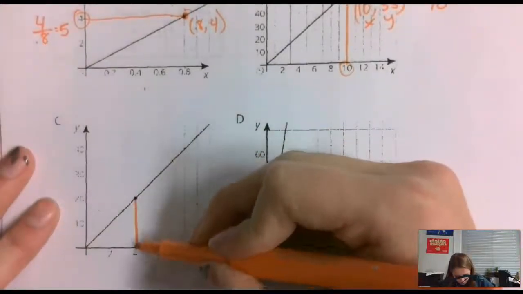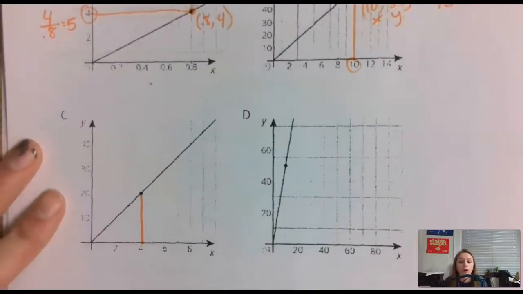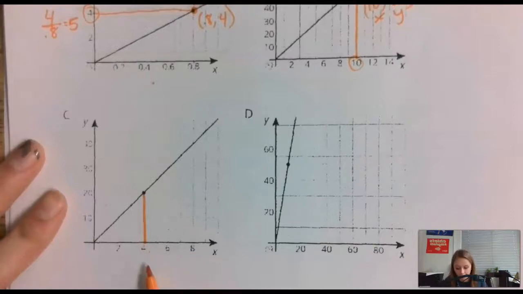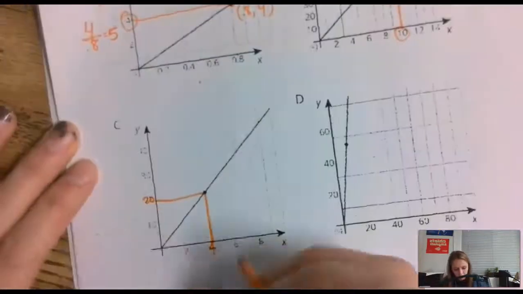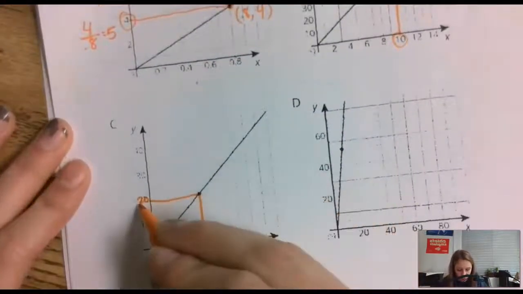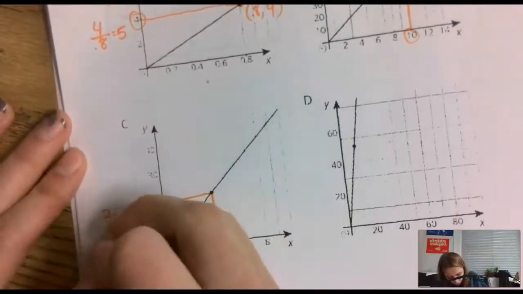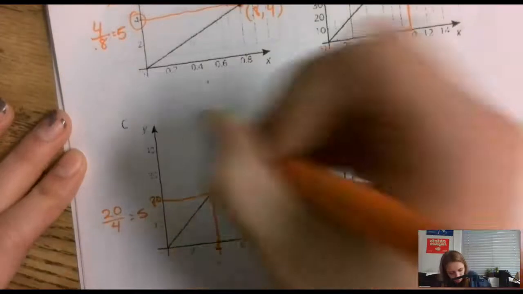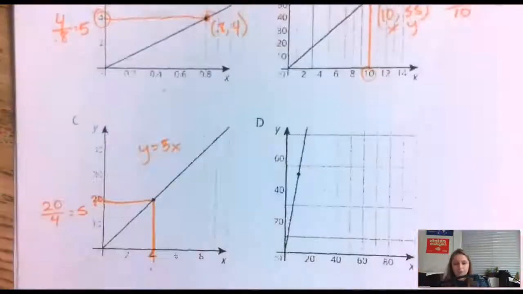This one lines up at, let's go with 4, because it looks like it's counting by 2s. This just doesn't look like a 4. Maybe it is. Okay, so it's a 4. And then this would be 20. So I'm going to take my y, which is 20, over 4, which is my x. So 20 divided by 4, I get 5. So my y equals 5x.